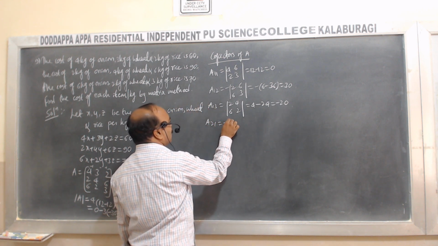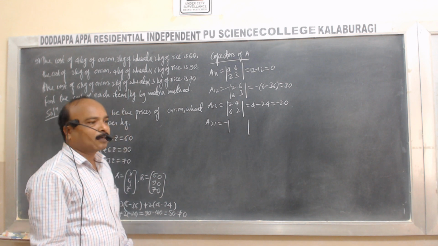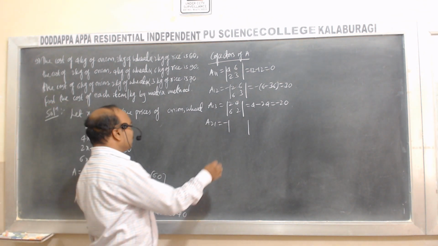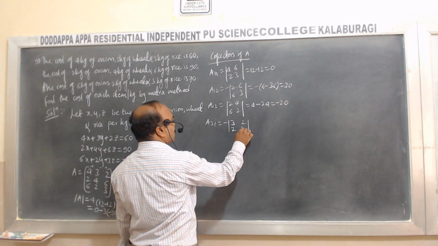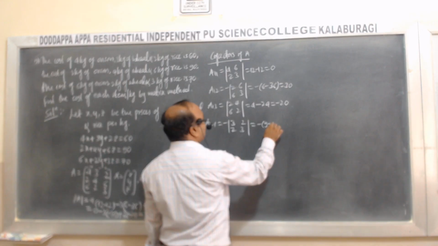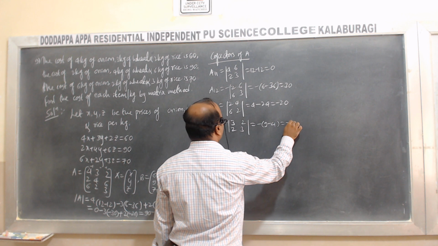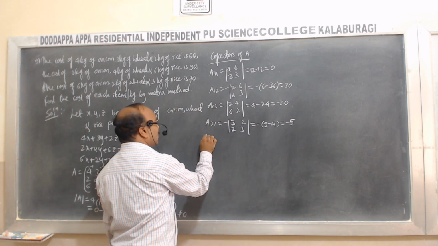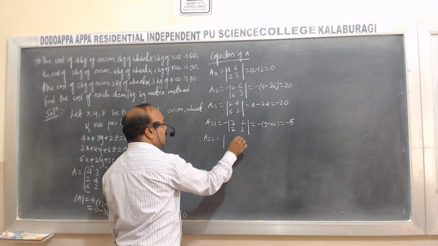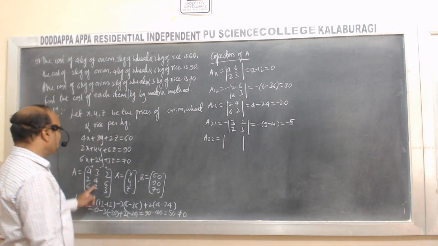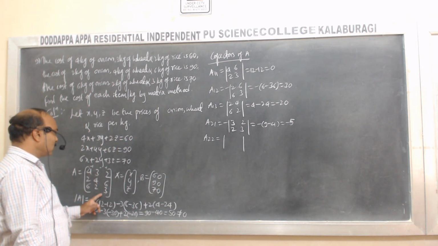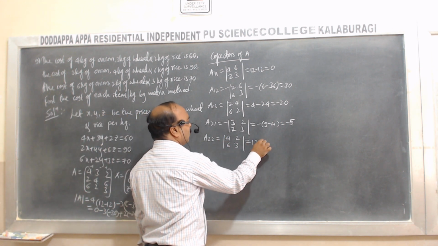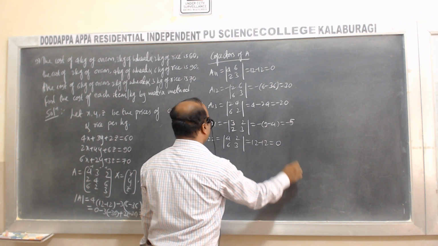Next A21 is again minus of the determinant, deleting this column and this row, we get 3, 2, 2, 3. So it is minus of 9 minus 4, it is minus 5. Next A22, it is the determinant of, deleting this column and this row, we get 4, 2, 6, 3. So it is 12 minus 12, it is 0.